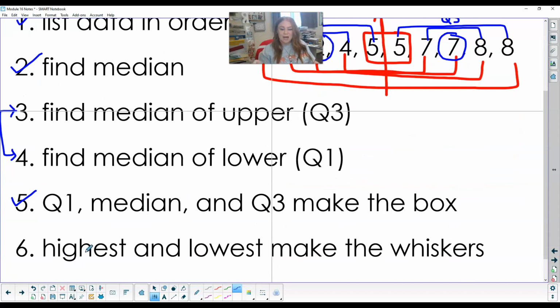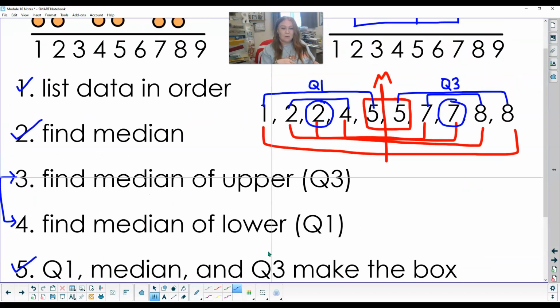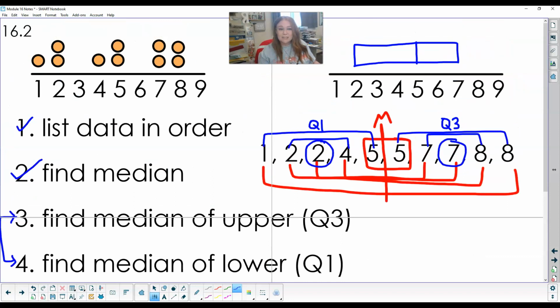And now we're going to take our highest and lowest points to make the whiskers. So the lowest data point is a 1. So I put a dot there and connect with the whisker. And my highest is an 8 and connect. So here we have our nice box and whisker plot.